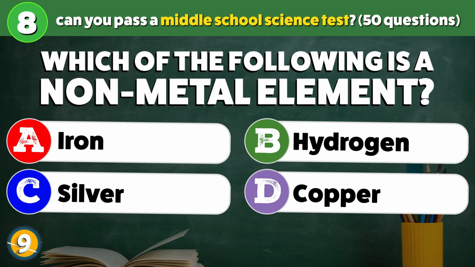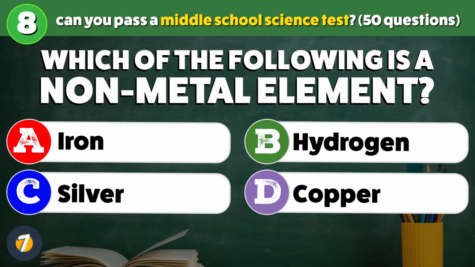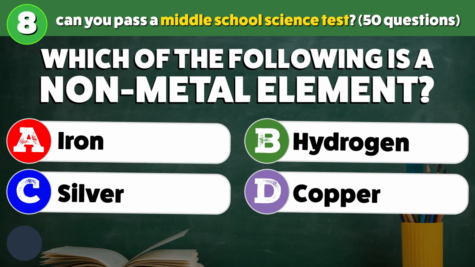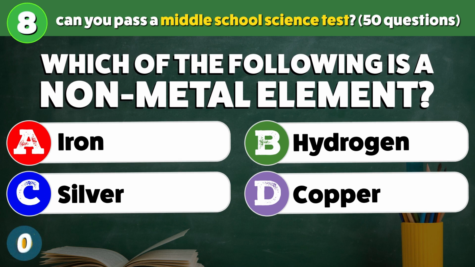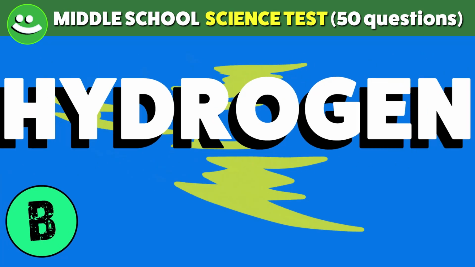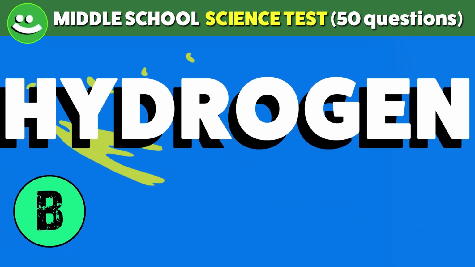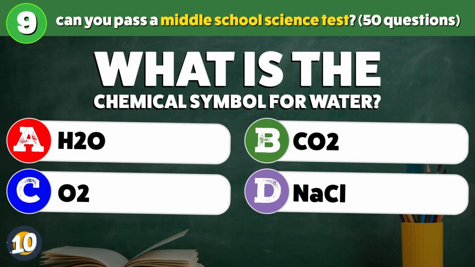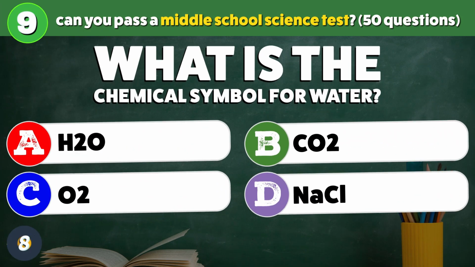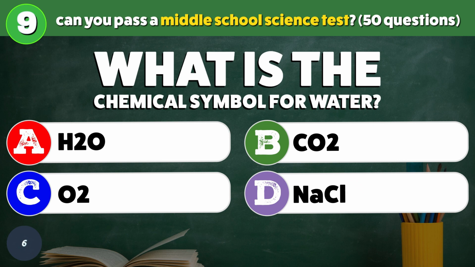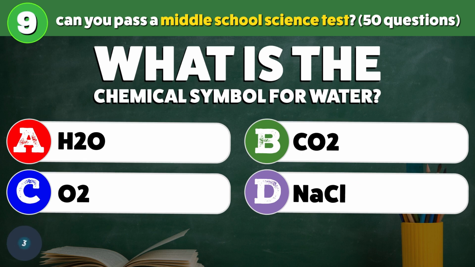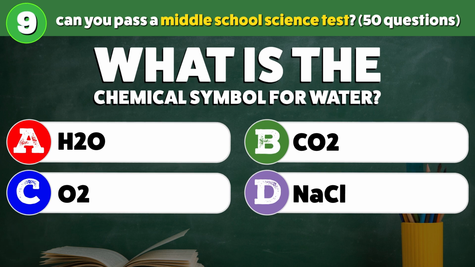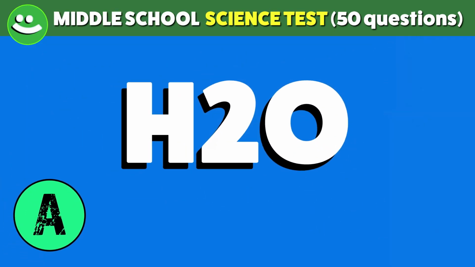Which of the following is a non-metal element? Is it iron, hydrogen, silver, or copper? What is the chemical symbol for water? Is it H2O, CO2, O2, or NaCl? It's H2O.